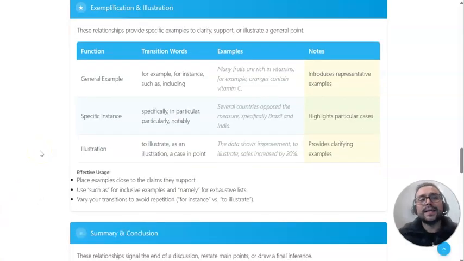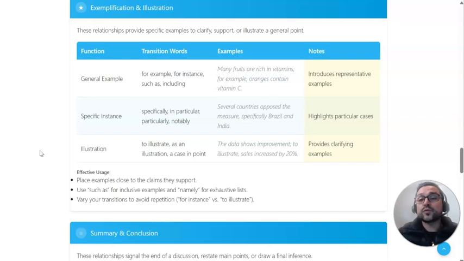Number 6 is exemplification and illustration. These relationships provide specific examples to clarify, support, or illustrate a general point. We have three functions. The first one is general example with transition words like for example, for instance, such as, and including. For instance, many fruits are rich in vitamins. For example, oranges contain vitamin C.